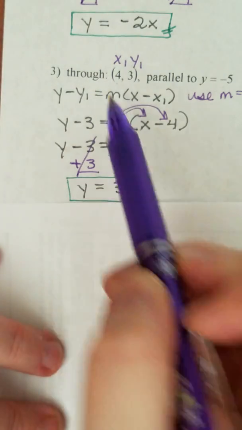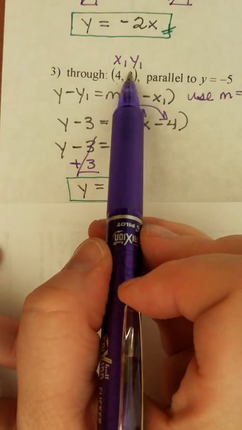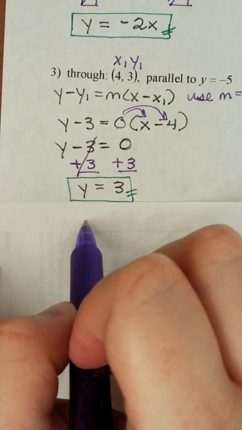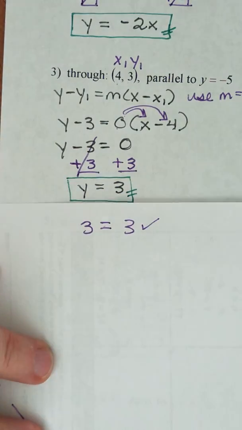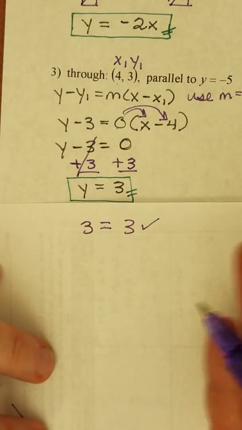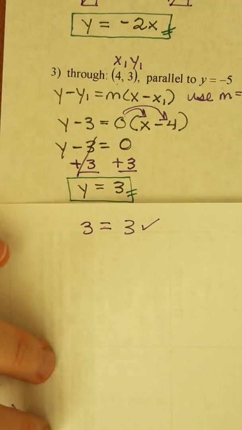So even though I have an x coordinate, there's nowhere for me to plug it in the equation. The only thing I can plug it in here is 3. And I know this looks weird, but if I plug in 3 for y, I get a true statement. So it still works, even though that's kind of a weird looking one, okay?